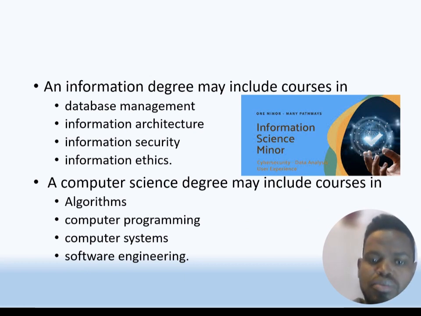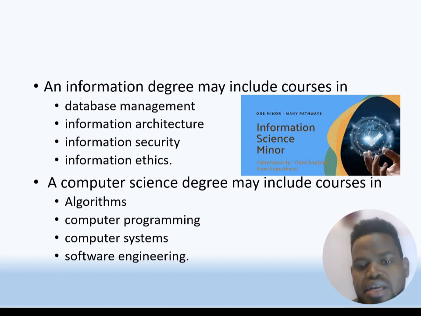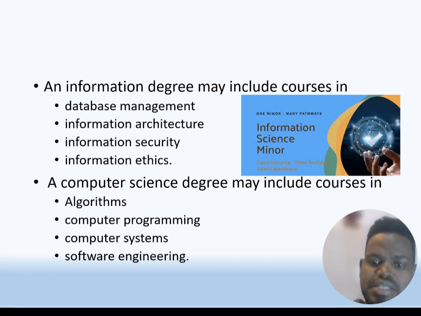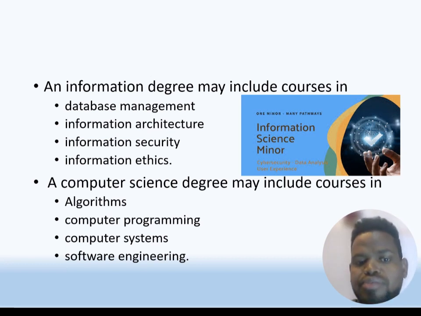So an information degree might include courses in database management. Maybe you can design a good database management system and connect it with a different website or web page, information architecture, information security, information ethics, or proper use of information, which will be covered under the information science degree. A computer science degree might include courses in algorithms, developing different algorithms, like operating systems or distributed systems, computer programming. Computer programming is also provided for the information degree.